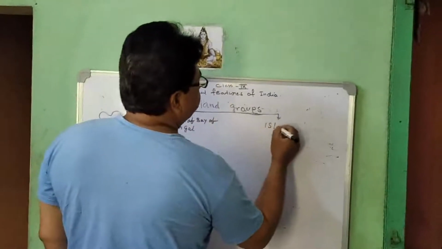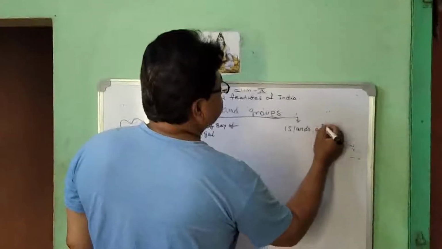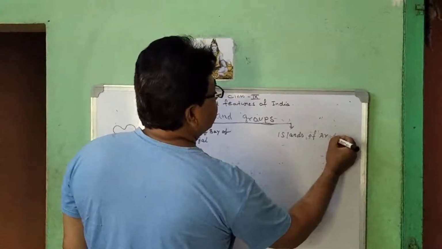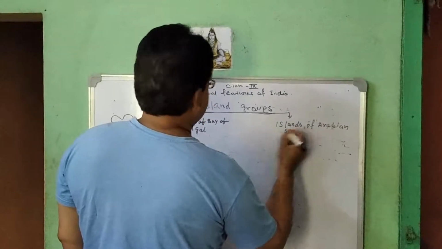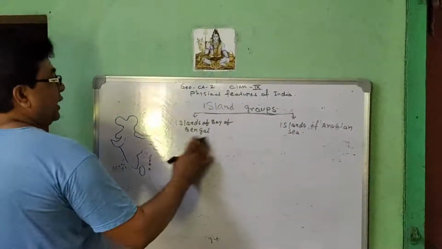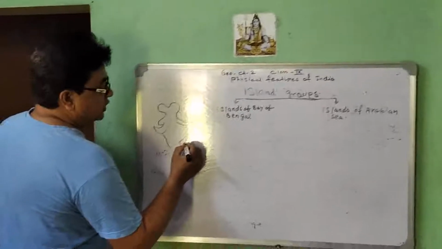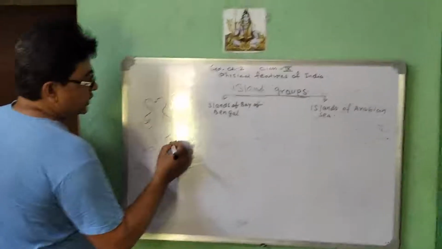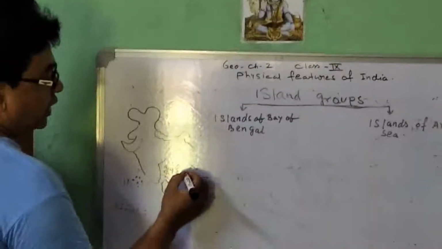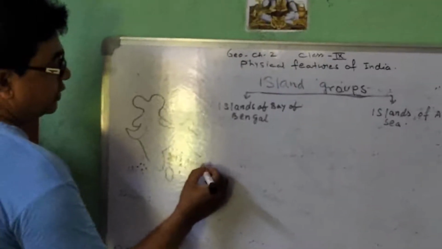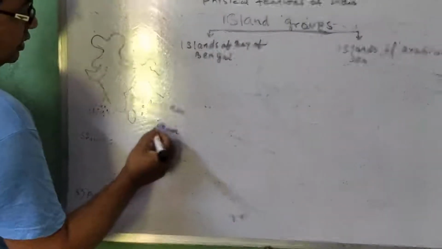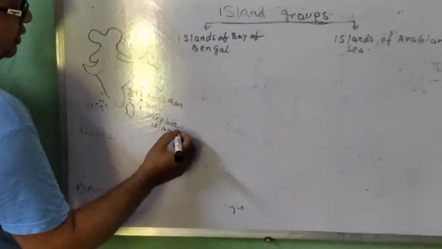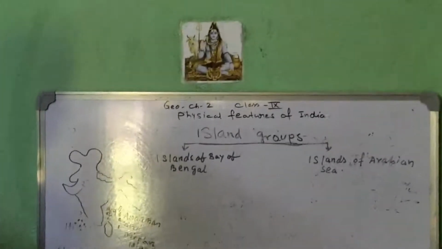and the islands of the Arabian Sea. Let us understand about the islands of the Bay of Bengal. The Bay of Bengal is here. In the Bay of Bengal, the island group is known as the Andaman and Nicobar Islands. It is one group.